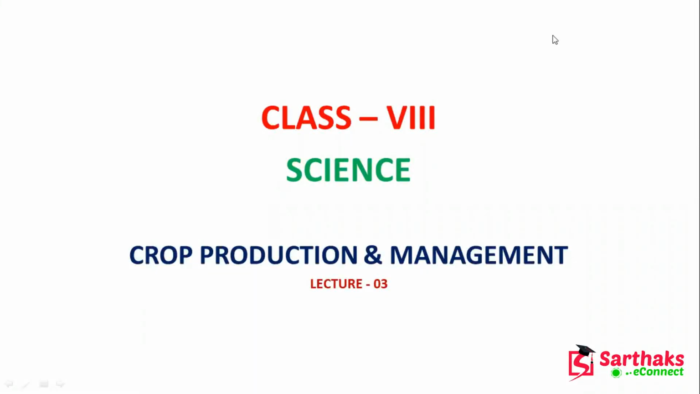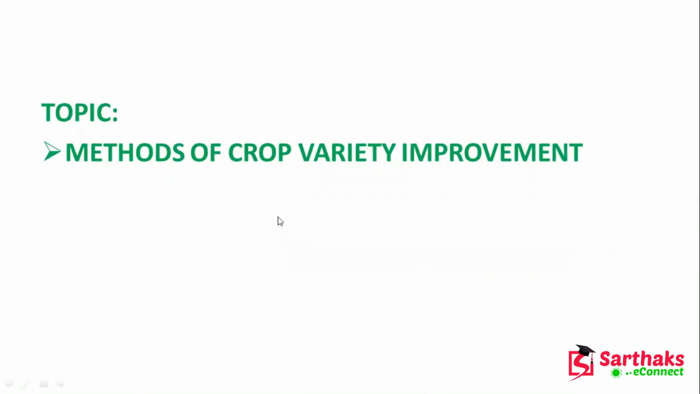Hello, students. Let's continue the chapter crop production and management. So, in lecture 3, we'll study different methods of crop variety improvement. Right now, we have a huge crowd. That means population is very high. So, we have to produce or we have to cultivate a lot of crop. That means in a large scale, we have to do the cultivation.